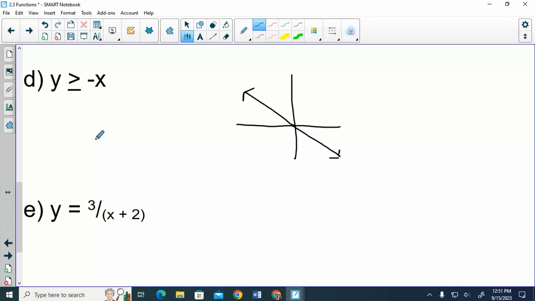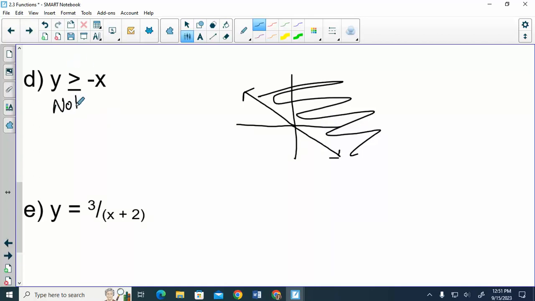Remember how you graph inequalities? Would you shade? Yeah. So if I shade, is this a function anymore? No. An inequality is never going to be a function. As soon as you see that greater than or less than, it's not a function. Domain and range would both be negative infinity to positive infinity.